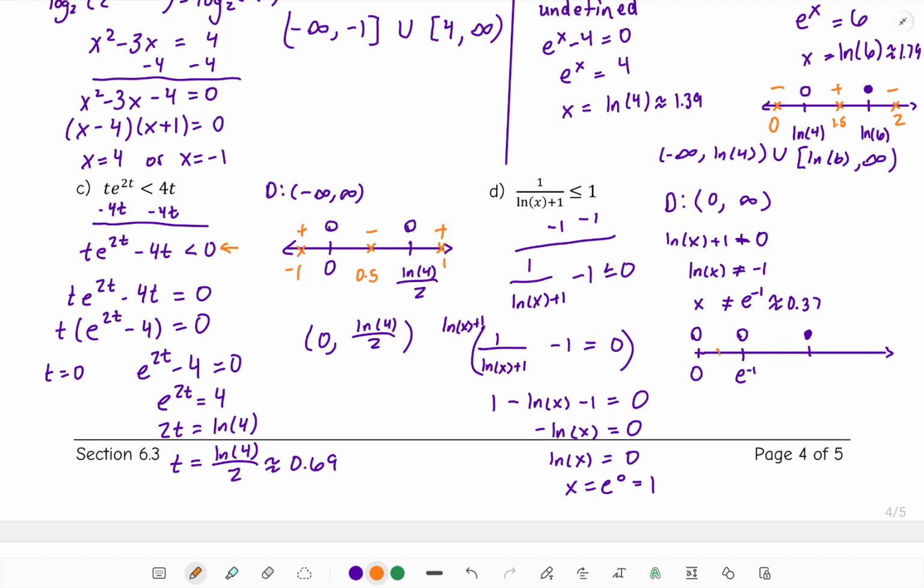Now for test points, let's do 0.2, 0.5, and 2. Now, when you plug these in, what do we get? We get negative, positive, negative. And since our inequality is when is it less than or equal to 0, we get 0 to e to the -1 power, union, bracket 2 to infinity.